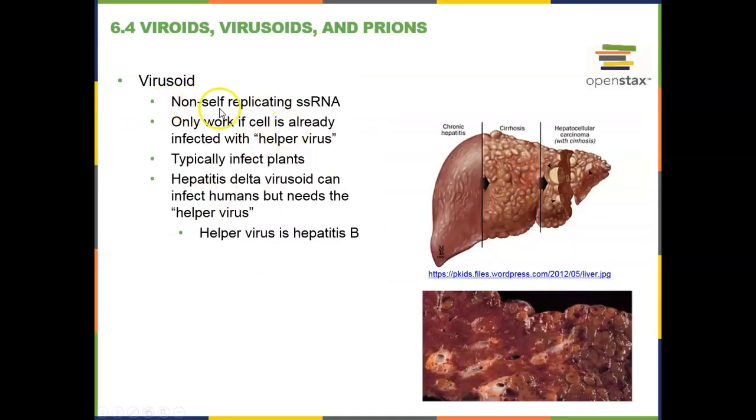And then we have virusoids. Virusoids are single-stranded RNA structures that only work if there's a helper virus available. They typically infect plant cells, but they can infect human cells. And so an example of a virusoid is the hepatitis delta virusoid, which infects humans but has to have a helper virus, and the helper virus is hepatitis B. So if you have hepatitis B, you then can get the hepatitis delta virusoid as well.